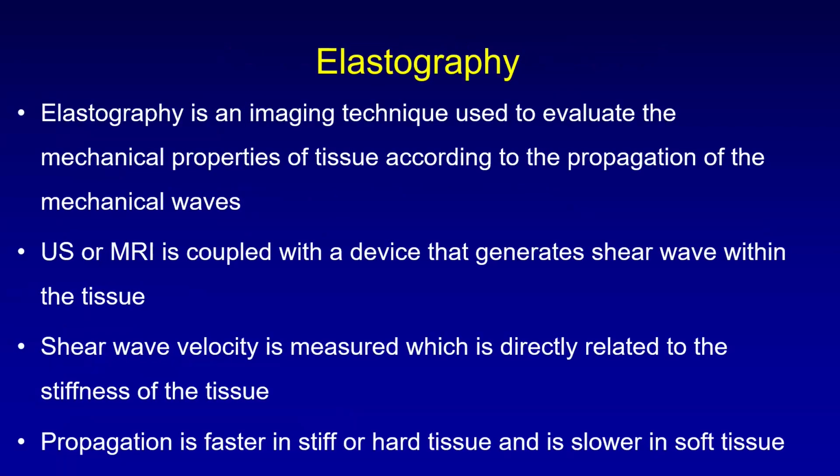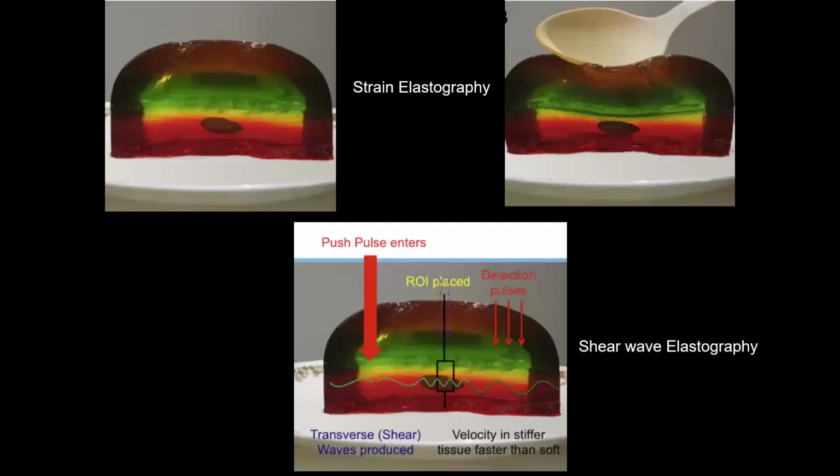So elastography is an imaging technique used to evaluate the mechanical properties of tissues according to the propagation of mechanical waves. Ultrasound or MRI may be coupled with a device that generates shear waves within the tissue, and the shear wave velocity is measured, which is directly related to the stiffness of the tissue. The propagation of these shear waves is faster in stiff or hard tissues and slower in soft tissues.